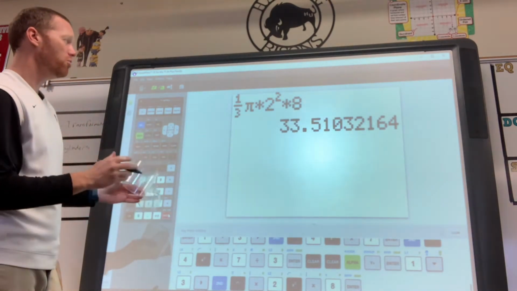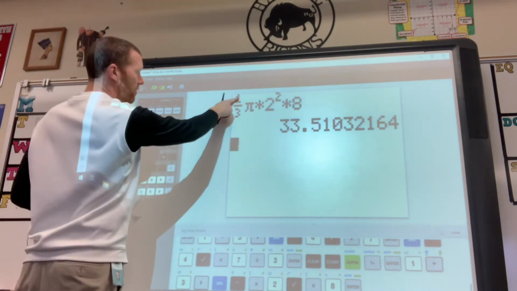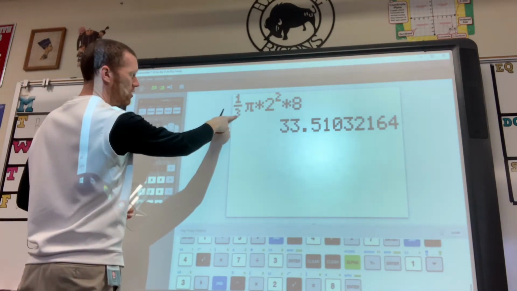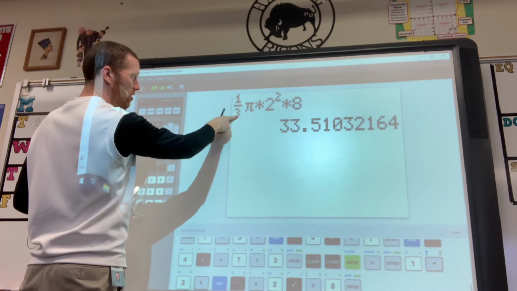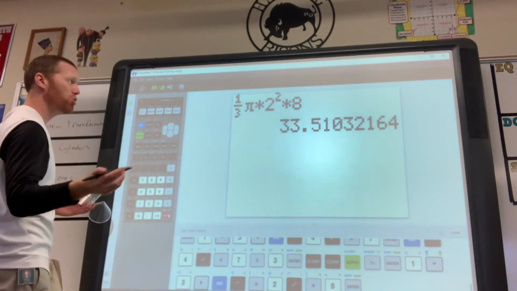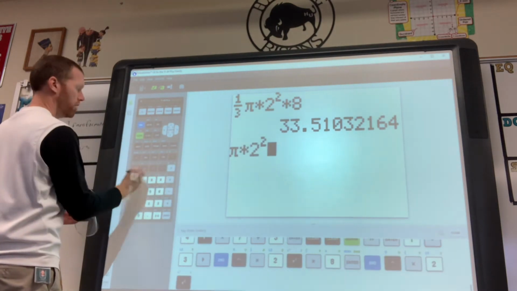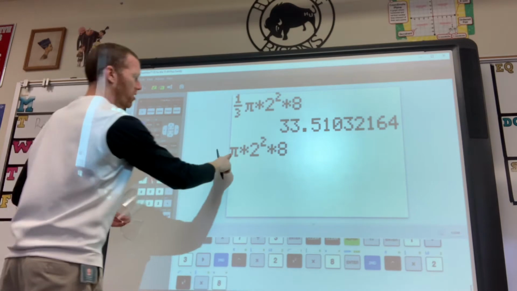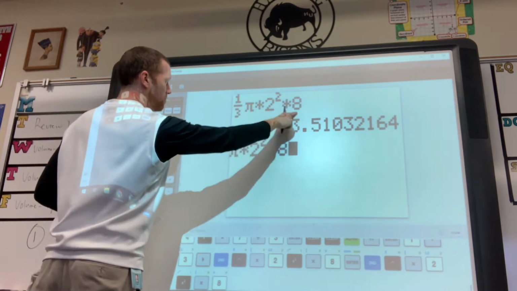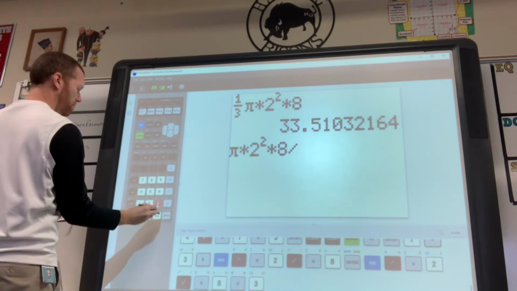But you could also do this, and some of y'all are already thinking this way because you understand that multiplying times 1/3 is the same action as dividing by 3. So you could put it like this: pi times 2 squared times 8. All of that is the same as what we did before. That's the pi r squared times the height. And then you could just type divided by 3.